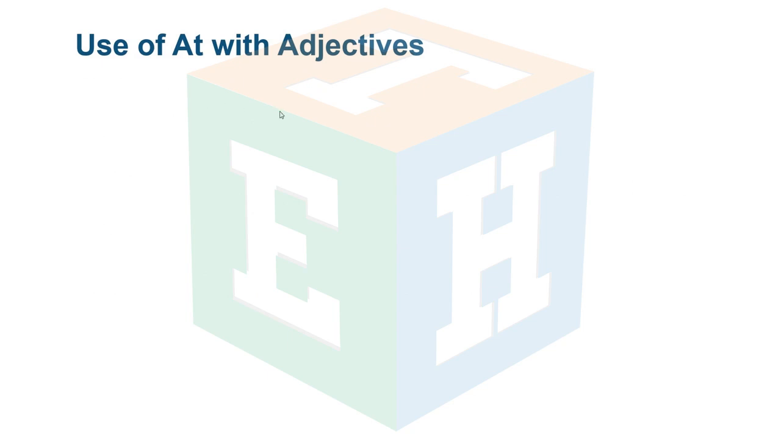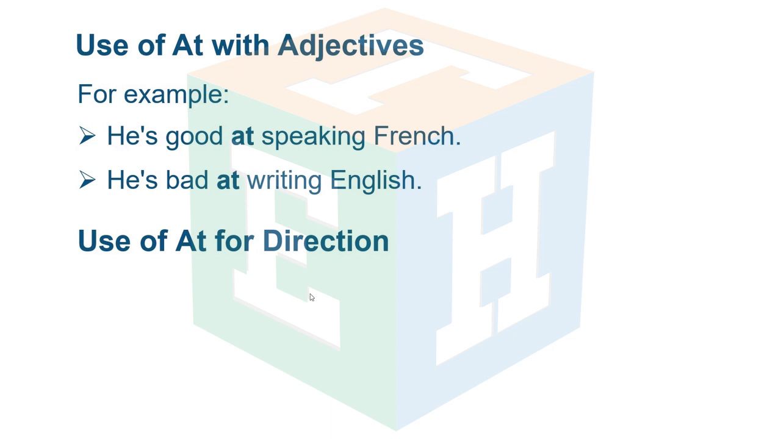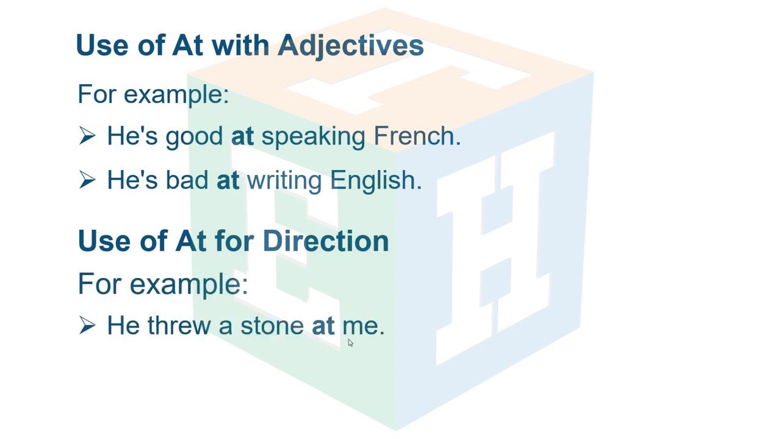Use of at with adjectives. For example, he's good at speaking French. He's bad at writing English. Use of at for direction. For example, he threw a stone at me. The singer waved at his fans.